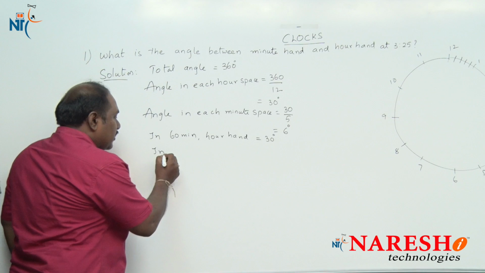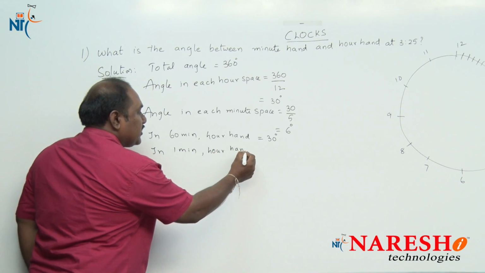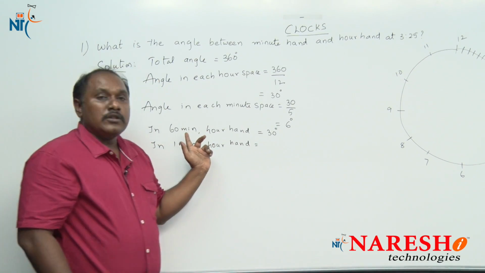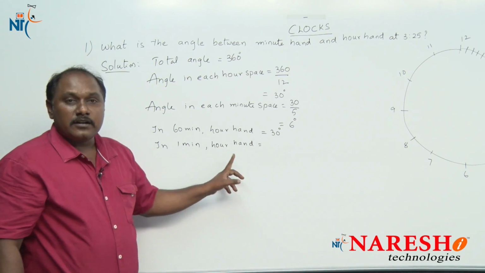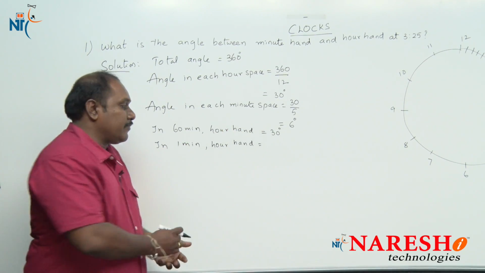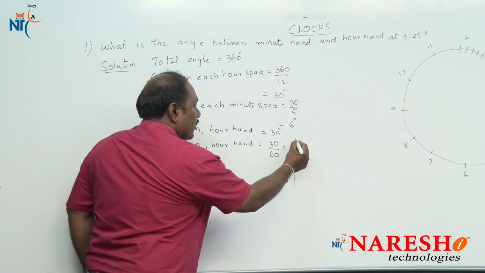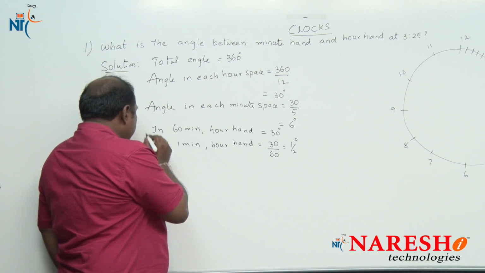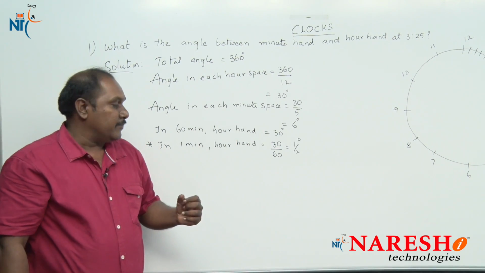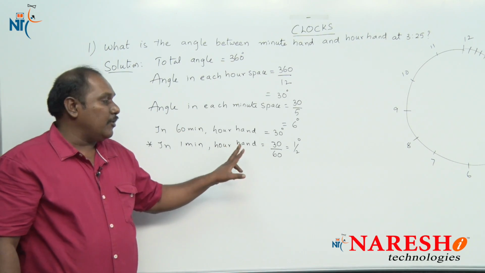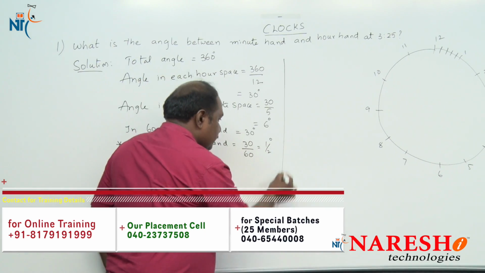Now in 1 minute the hour hand rotates through an angle of. Now we came to know that in 60 minutes the hour hand rotates through an angle of 30 degrees. In 1 minute how many degrees will the hour hand rotate? It should be 30 by 60, half degree. Now this is an important point which will help us to answer this question without using a formula, that for every minute the hour hand rotates through an angle of half degree. Now let us try to solve the problem.